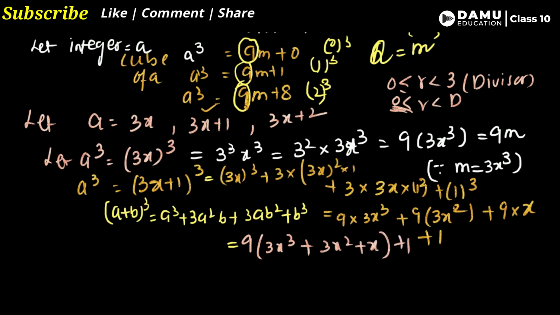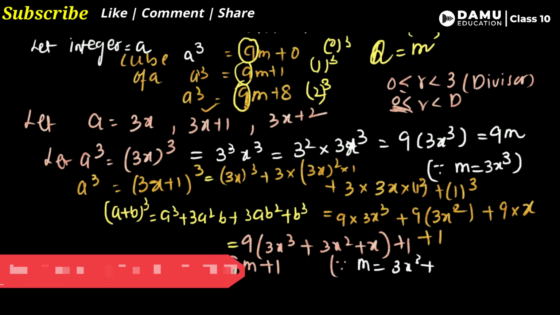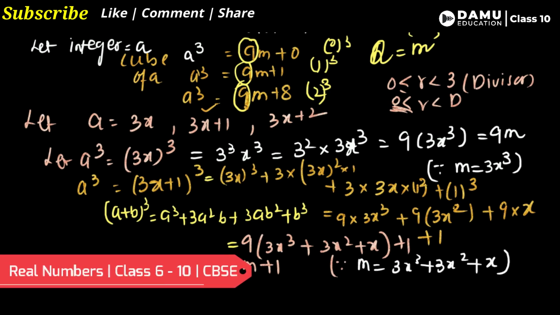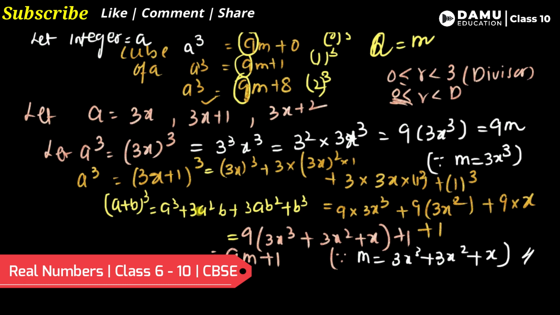So outside of this, what can you take? So here 9m plus 1, where m is equal to, what is the value? m is equal to 3x cube plus 3x square plus x. So this is the way to write. So we are writing like this. This is the value: a cube we have written in the format of 9m plus 1.